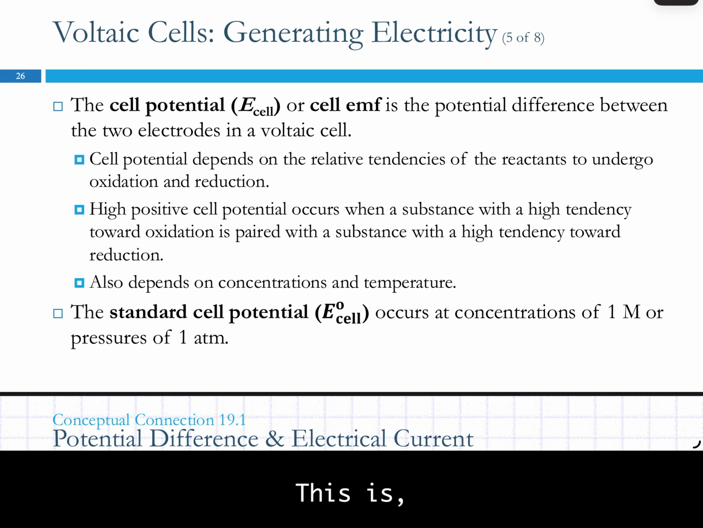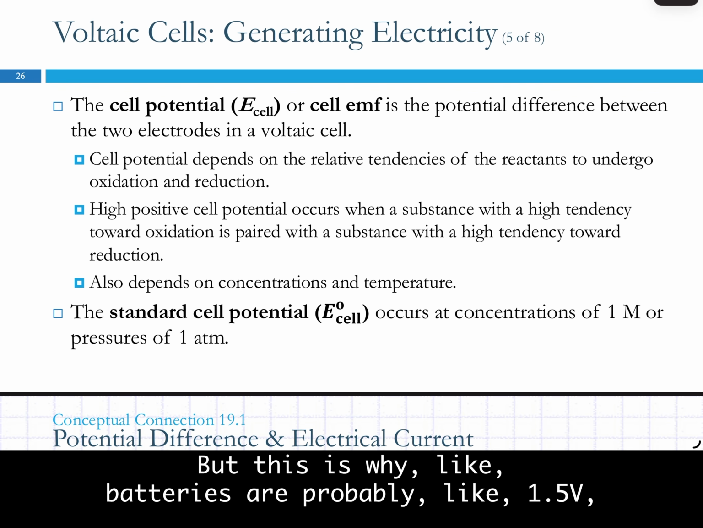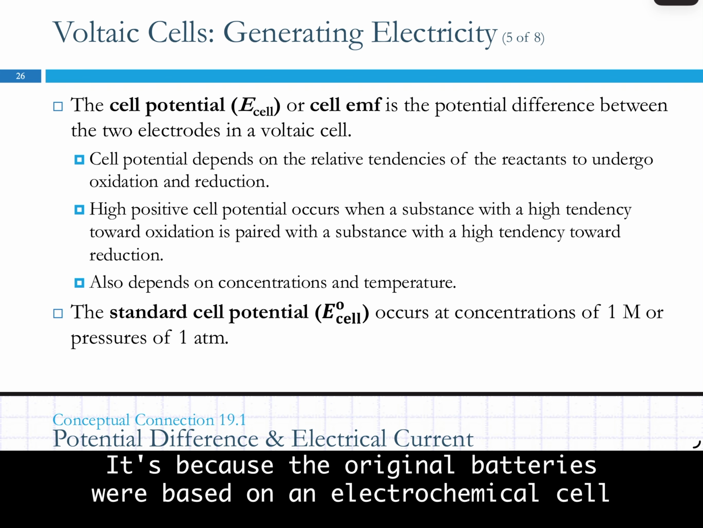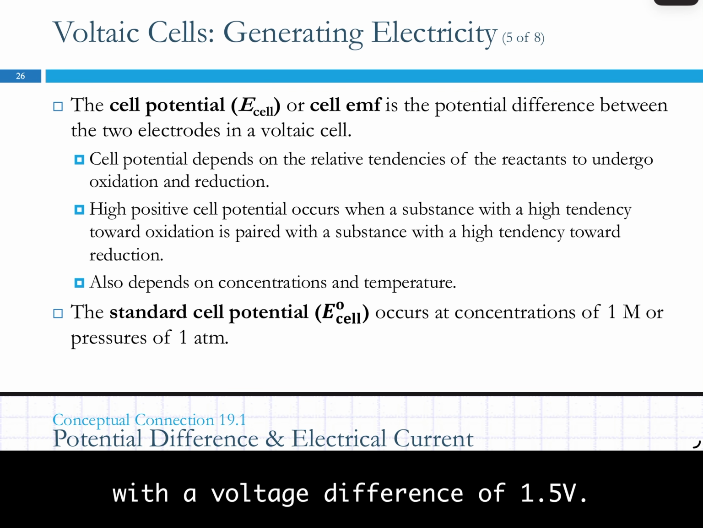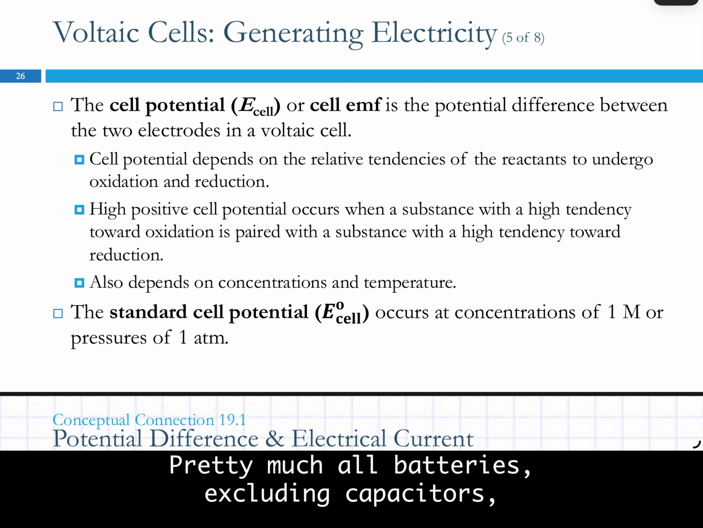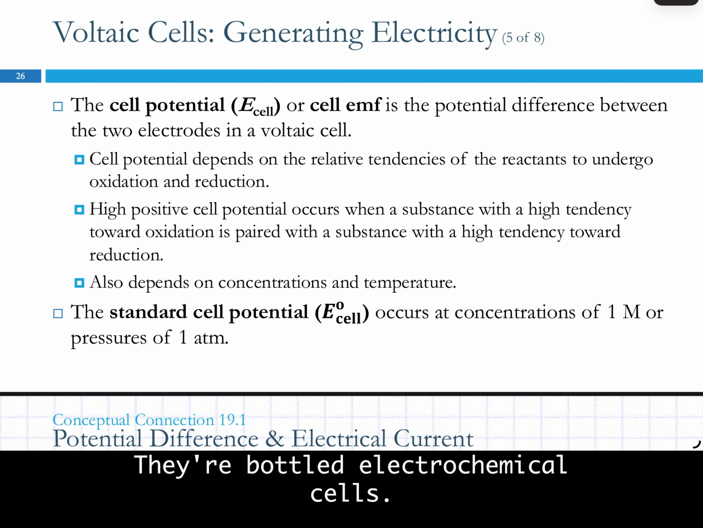I meant to look this up to make sure that I was 100% on this. But this is why batteries are like 1.5 volts. There's the standard voltage for batteries. It's because the original batteries were based on an electrochemical cell with a voltage difference of 1.5 volts. Because batteries, remember, pretty much all batteries, excluding capacitors, are chemical or bottled chemical reactions that we force to go through a wire. They're bottled electrochemical cells.